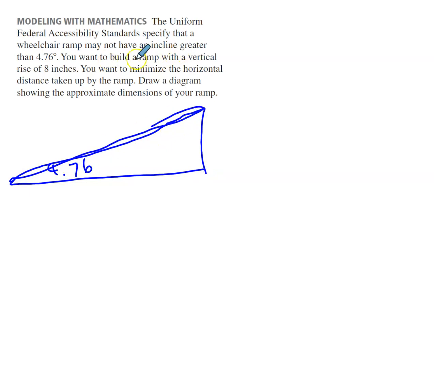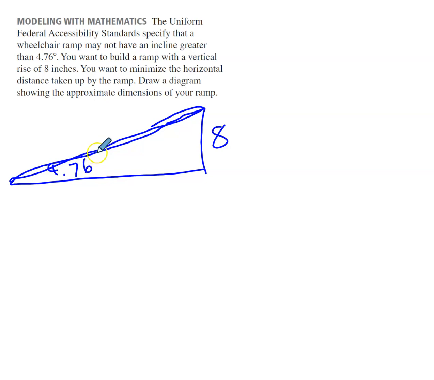Now, they want the ramp to have a vertical rise of 8 inches. That's this amount right here. And it says you want to minimize the horizontal distance taken up by the ramp. So draw the diagram showing the approximate distance of the ramp.